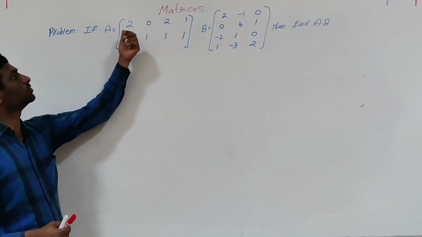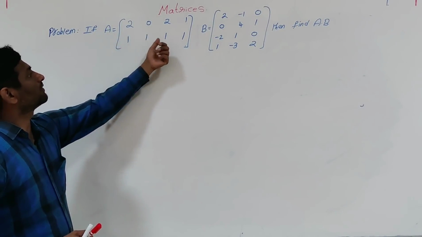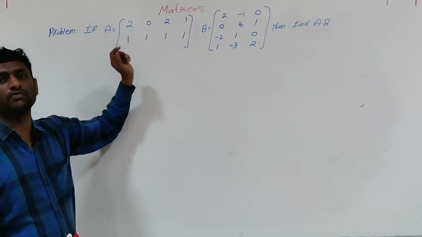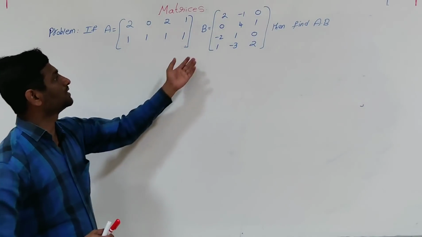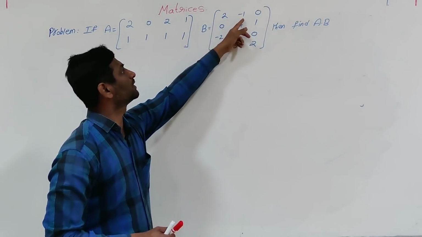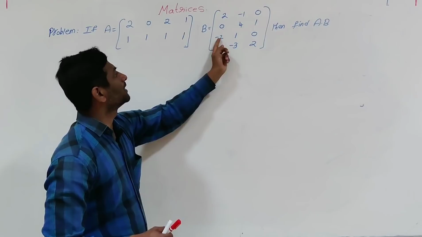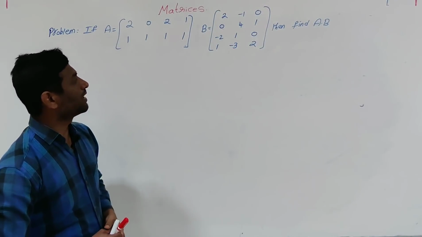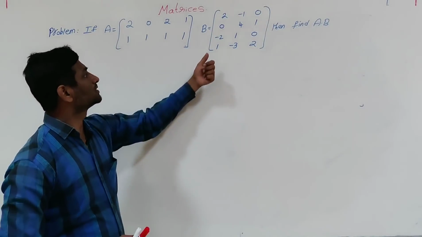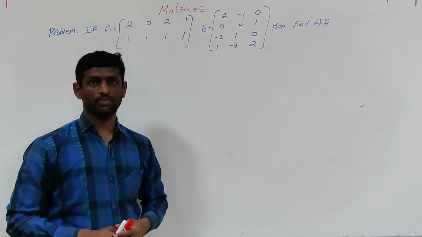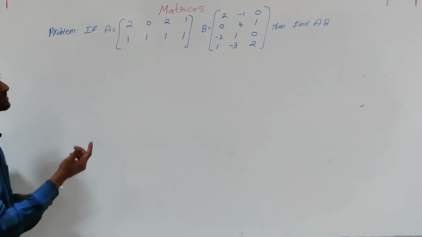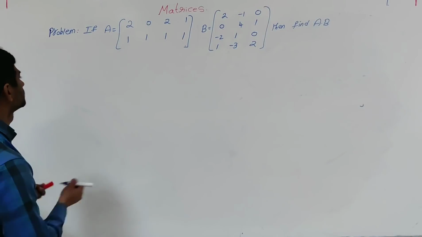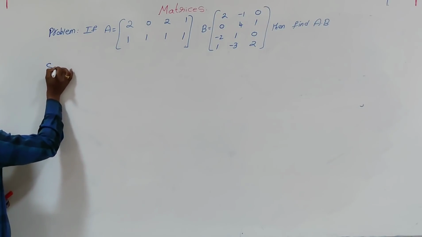Now we'll see the question. If A is equal to [2, 0, 2, 1; 1, 1, 1, 1], it is a matrix of size 2 by 4. And there is one more matrix B, [2, -1, 0; 0, 4, 1; -2, 1, 0; -1, -3, -2]. It is a matrix of size 4 by 3. What is the question asking? It is asking for A dot B. So we'll see the solution.